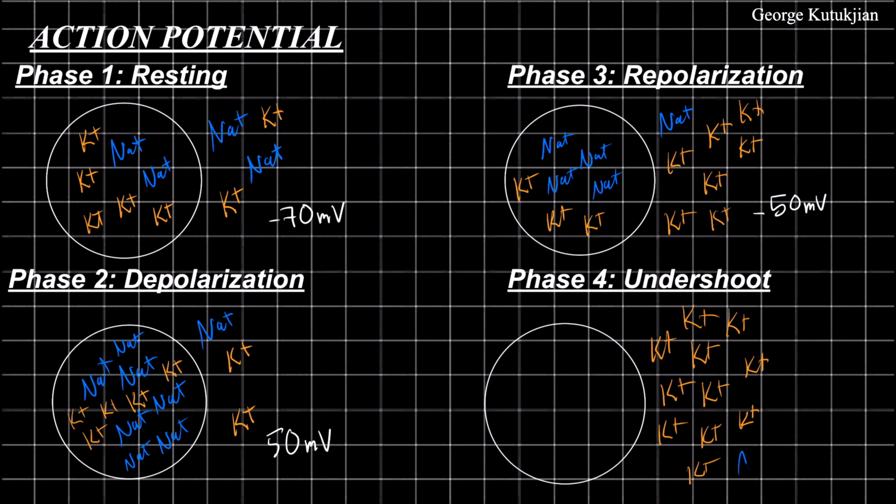And in this phase, our potassium ion channels are closed, our sodium channels are closed, and now our sodium potassium pump is going to be used to pump 2 potassium ions into the cell and 3 sodium ions out of the cell, and go back to that resting membrane potential that we were at phase 1.